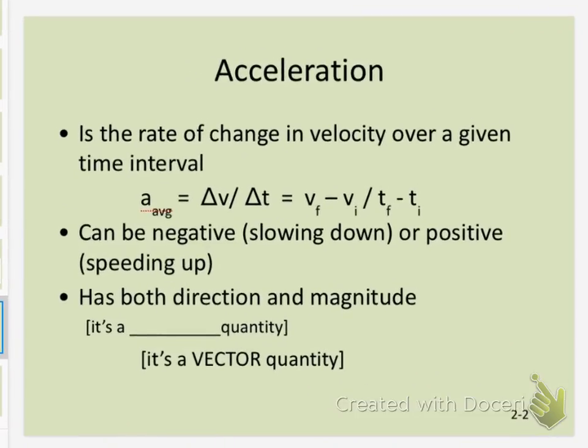Okay, so we're now going to talk about acceleration, not into the future. Acceleration is the rate of change in velocity. Okay, so acceleration is the rate of change in velocity over some given time interval. This is the next equation that you're going to want to put on that note card. And here we're talking about average acceleration. Average acceleration is equal to delta v over delta t. Final velocity minus initial velocity over final time minus initial time.